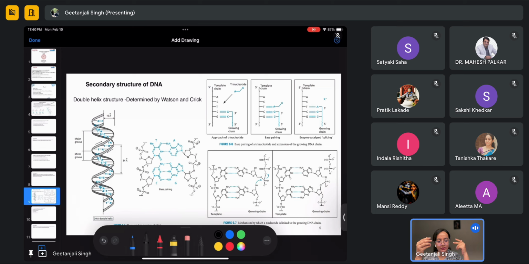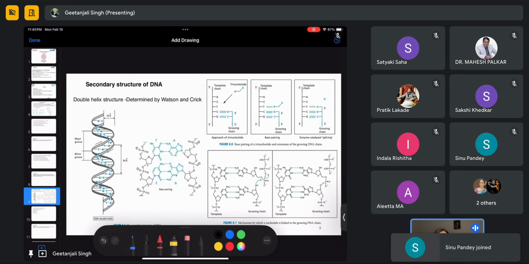A always forms a bond with T, and it has two hydrogen bonds there, whereas there are 3 hydrogen bonds between G and C. You can see it from here. You can see C here forms a bond with G, and there are 3 hydrogen bonds, 1, 2, and 3. Whereas the hydrogen bond between A and T is 1 and 2. This basically forms a ladder-like structure between these two, and that's how they interact.